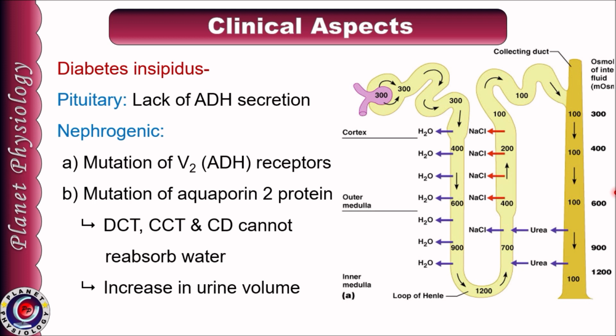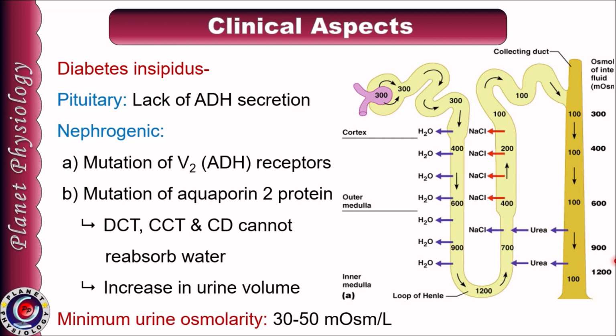Because for formation of dilute urine, no extra conditions are required. Mere absence of ADH will cause formation of dilute urine, as water will not be absorbed from these segments. So, in case of diabetes insipidus, urine formed is hypotonic with less osmolarity. The minimum osmolarity reached is 30 to 50 milliosmoles per liter.